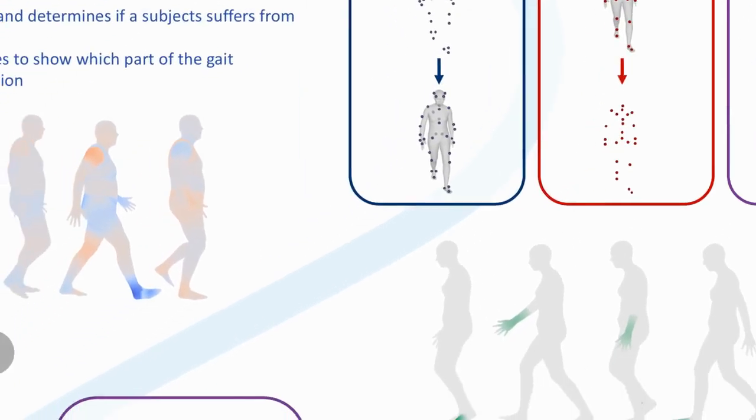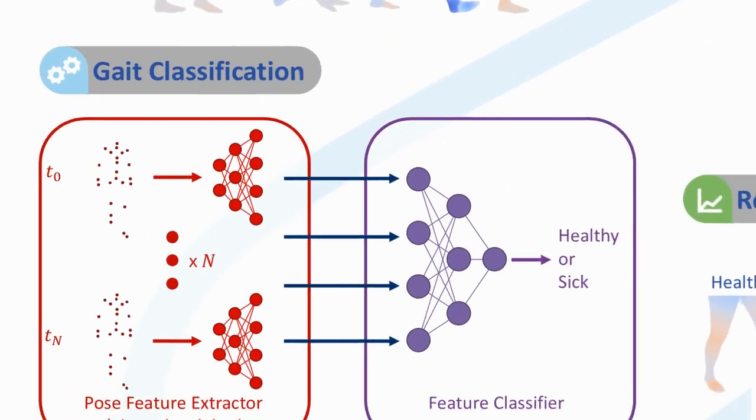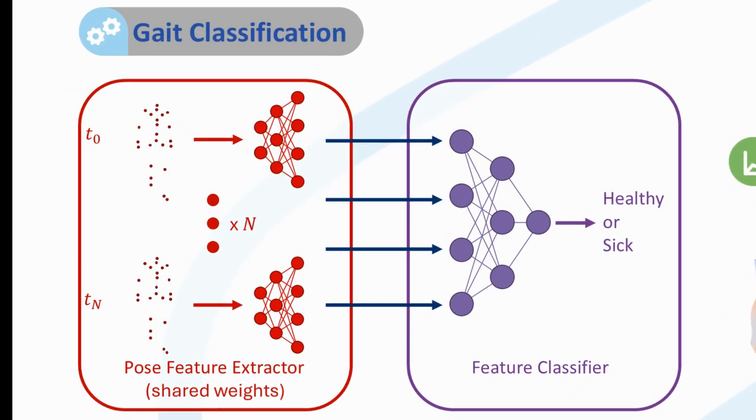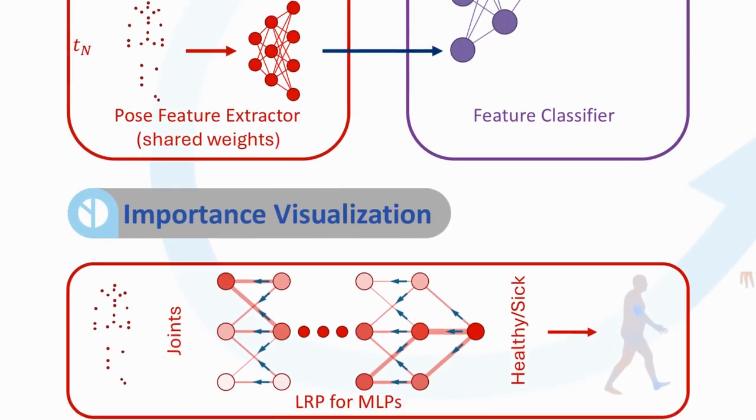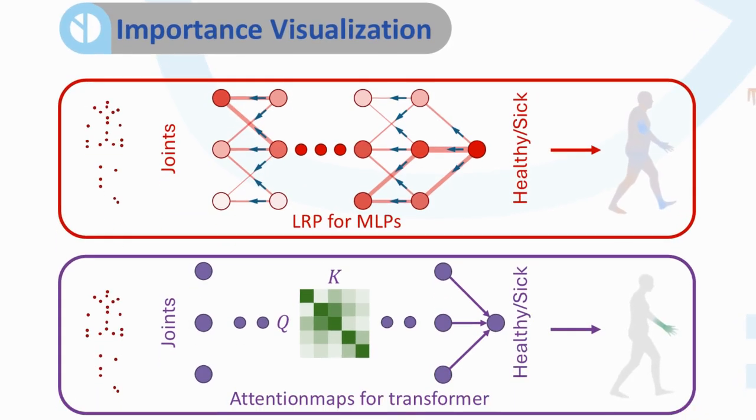The unified data is then classified into healthy or sick in the second part. For that, we employ neural networks that first extract pose features and subsequently classify the features of an entire gait sequence. To enhance the clinical applicability of our approach, we add explainable AI as the last step of our pipeline.